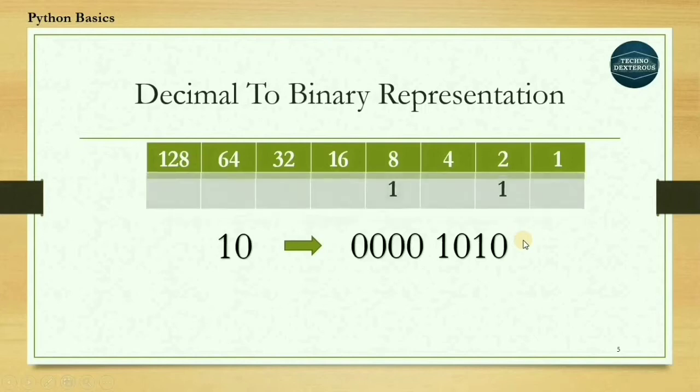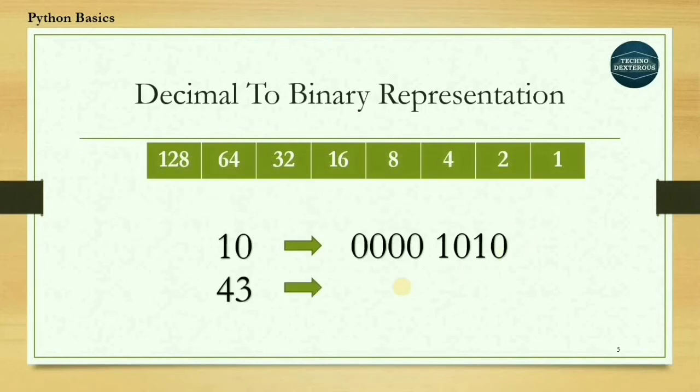Let's take another example, 43. The binary representation of 43 is 0010 1011. So how is it calculated? You need to consider the closest number on the scale which is less than or equal to 43. So what is the closest number on the scale which is less than or equal to 43? That is 32. Flag it as a 1.